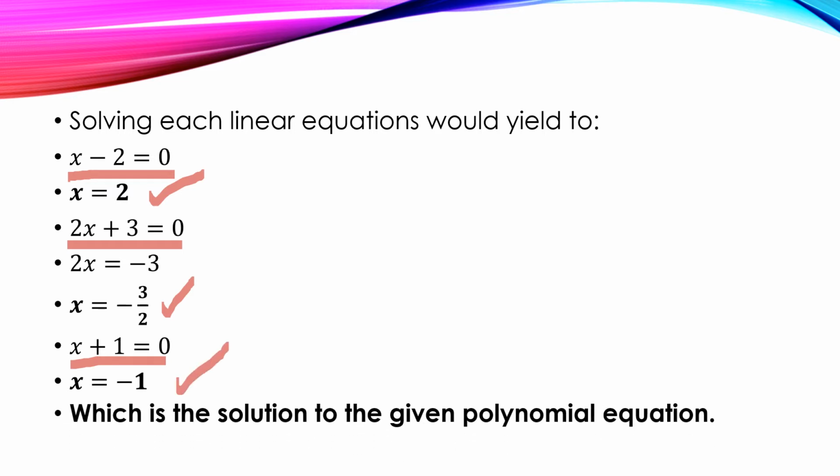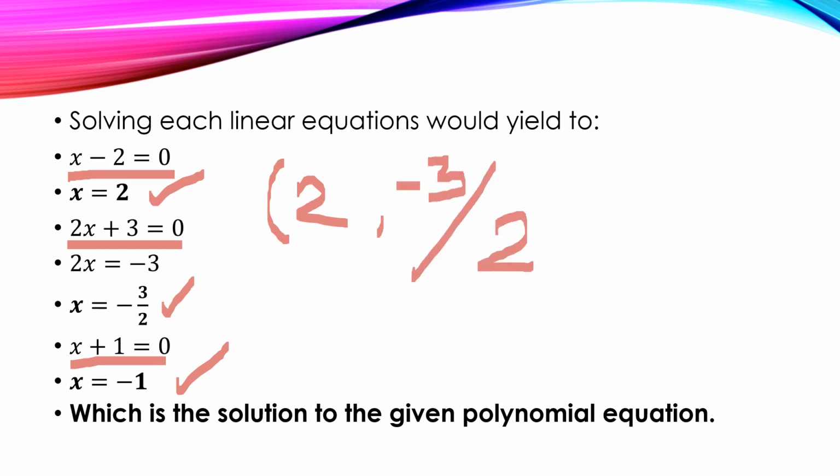So which is the solution to the given polynomial equation. So what are the factors? We have 2, negative 3 over 2, and negative 1. Okay, so those are the factors for the given linear equations. Okay, so we have 2, and then negative 3 halves, so these are the roots, and then negative 1.